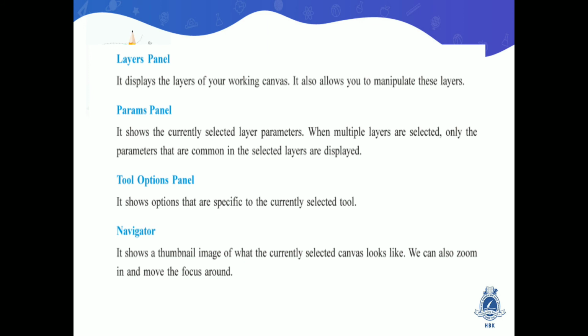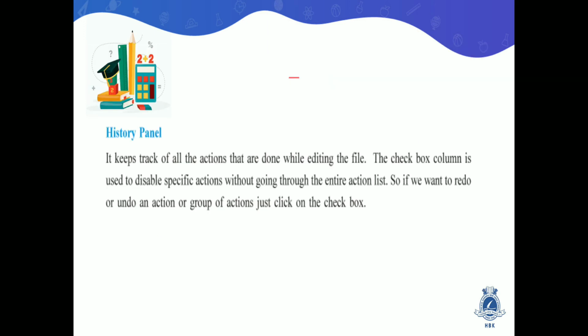Then we have the navigator. The navigator shows your object or your animation as a thumbnail image, a smaller part shown in a preview manner. So that will be seen in the navigator. Then we have the last one, the history panel.